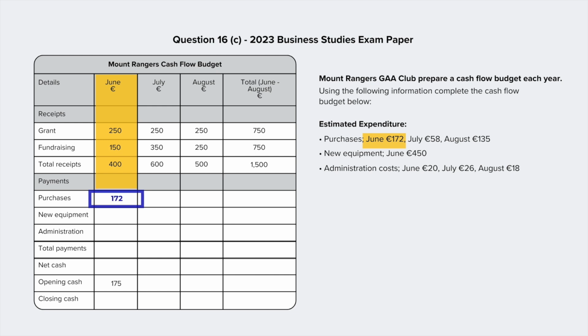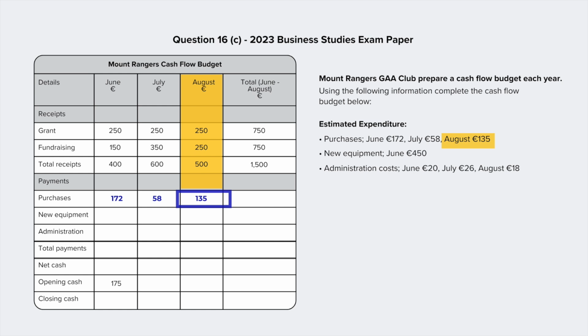Any figures I'm entering here, I'll put in a different colour going forward. We'll continue with the rest of purchases, and for July it's €58. Go back, find our July column, go down to purchases, and enter €58. For August, it is €135. Back on our cash flow, we'll find our August column, go down to purchases, and enter €135. And that's all our purchases complete.